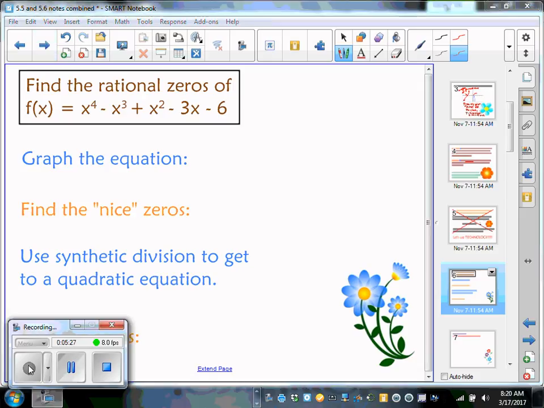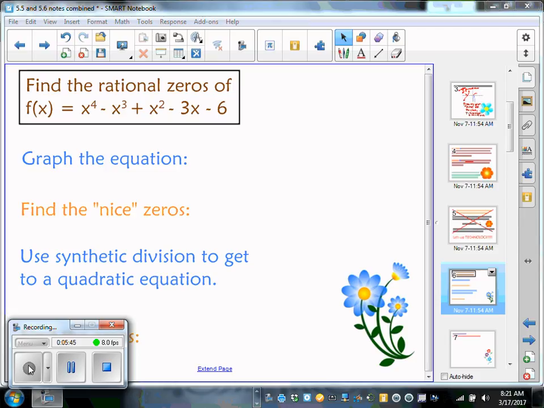Okay, so how many terms does this thing have? 1, 2, 3, 4, 5. Do we know how to factor something with 5 terms? No. We know how to do 4 terms, but we don't know how to do something with 5 terms. So we need another option. How do we find some of our answers?